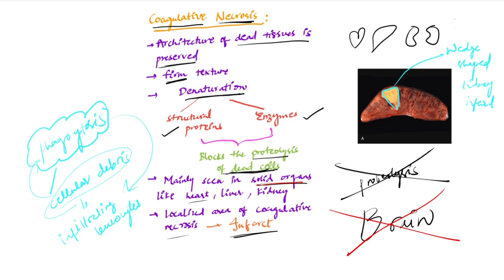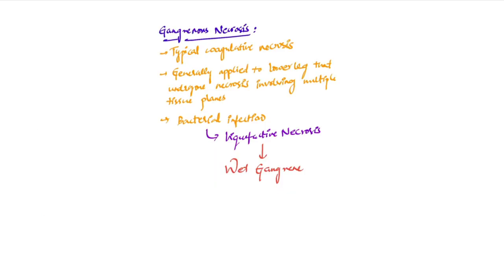So next we will learn about liquefactive necrosis. But before going to liquefactive necrosis, I want to tell you about another necrosis, that is gangrenous necrosis. So what is gangrenous necrosis? Firstly, this is a typical coagulative necrosis, that is, it is a type of coagulative necrosis itself. And where can you see this? This is generally applied to the lower limbs, especially the lower leg, that undergo necrosis involving multiple tissue planes. Generally in gangrenous necrosis, there will be a lot of pain, and it will be foul smelling. The gangrene will be foul smelling even.